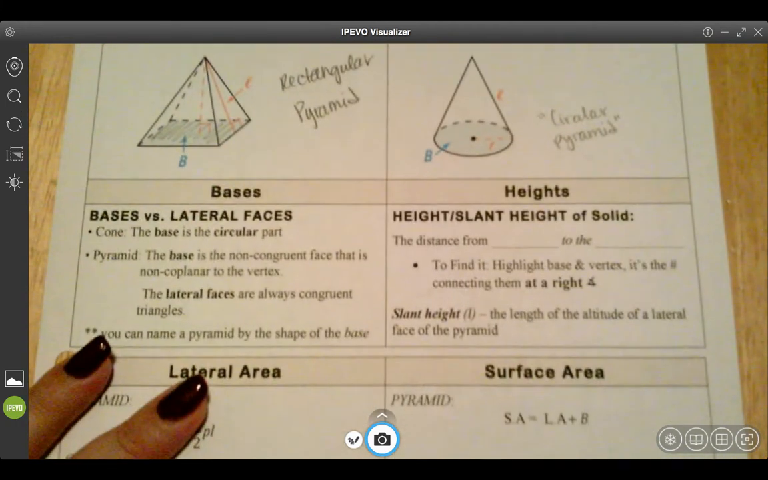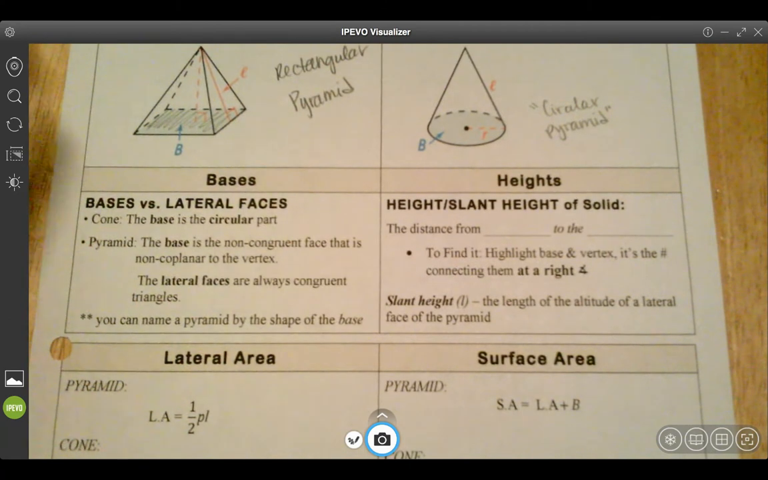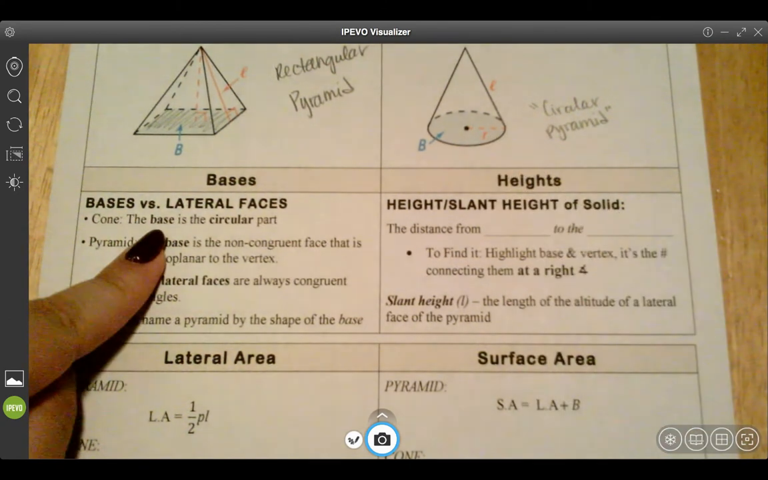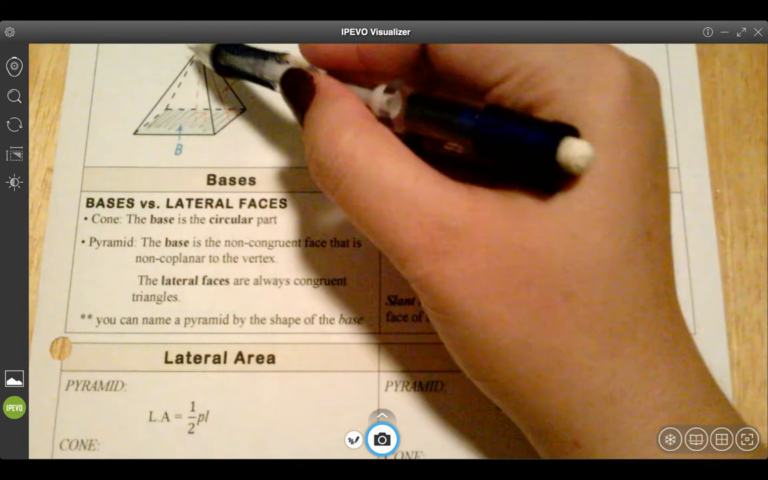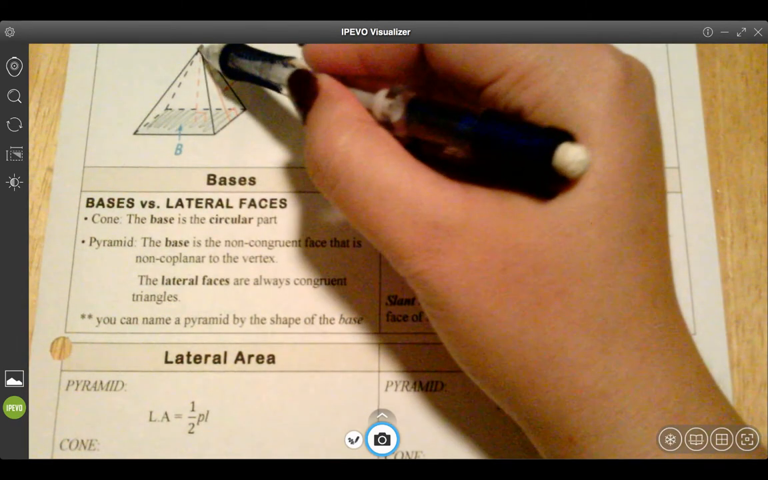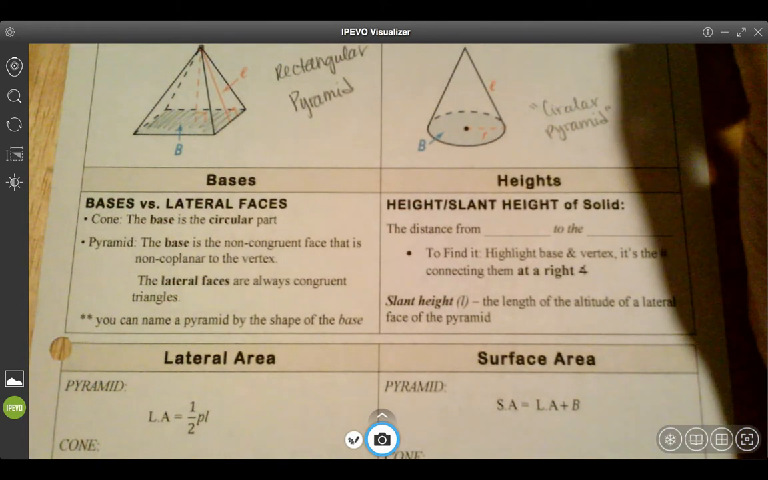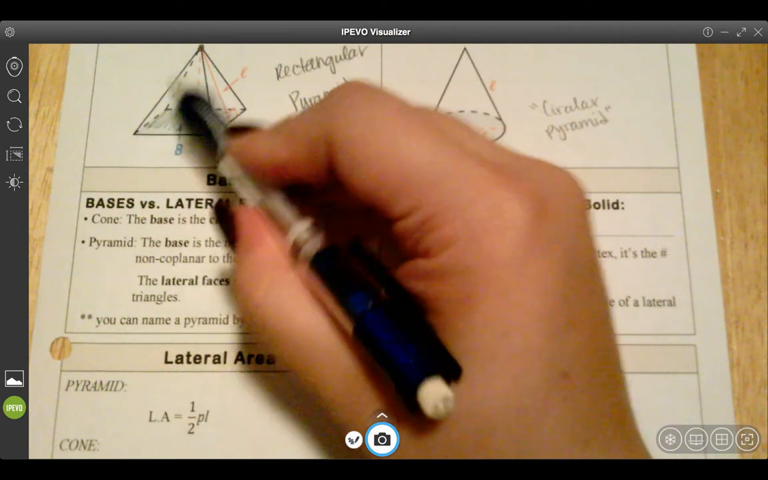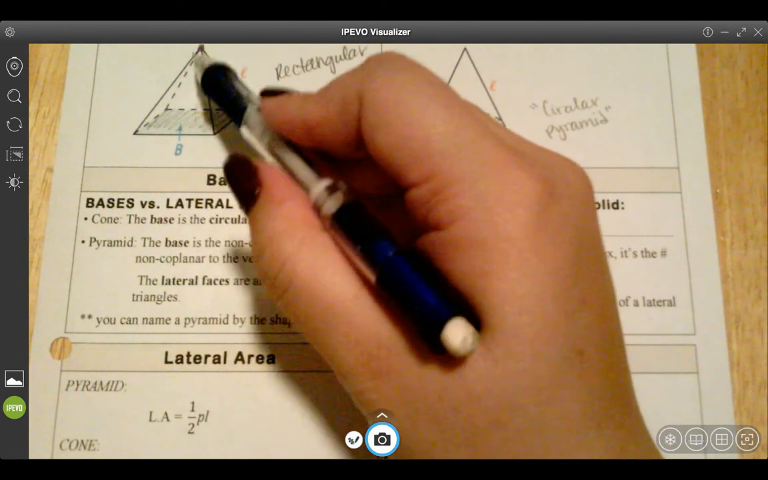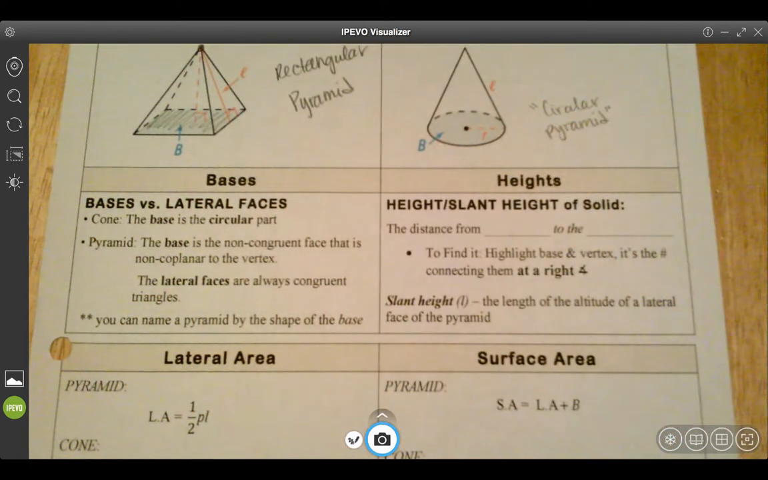So just like before, we have bases, but this time each of our shapes has only one base. So the base on a cone is the circular part. The base on a pyramid is the non-congruent face that is not coplanar with the vertex. What does that mean? It means the one that doesn't share the vertex where all of the other sides converge. So we're looking for the side that does not have a vertex. Notice this side, the 2 points are separate. On this side, everything goes off to the same point. So we're looking for the side that doesn't have that point of convergence.